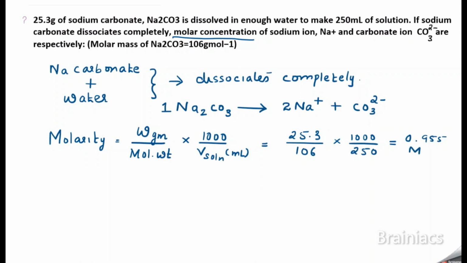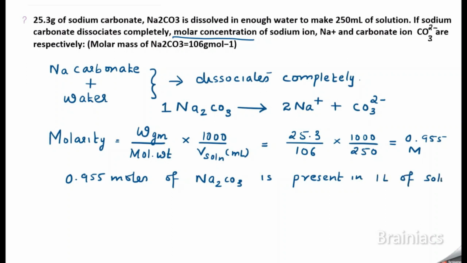So what is the meaning of 0.955 molar? That means 0.955 moles of Na2CO3 is present in 1 liter of solution. You might have remembered that standard definition of molarity. If somebody says 5 molar solution, it means 5 moles of the solute is present in 1 liter of the solution.